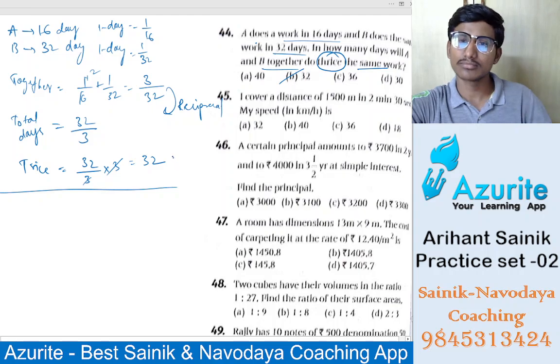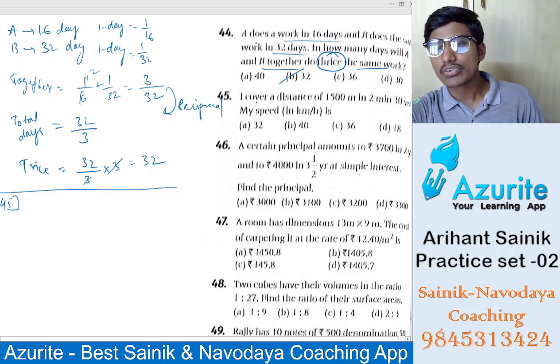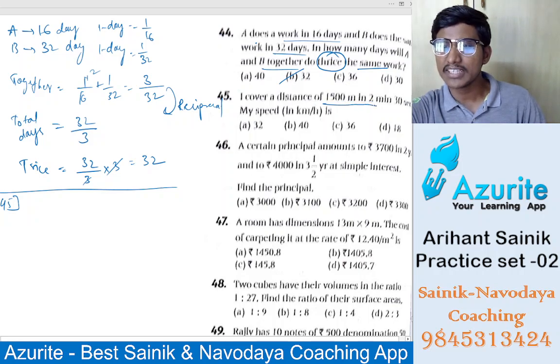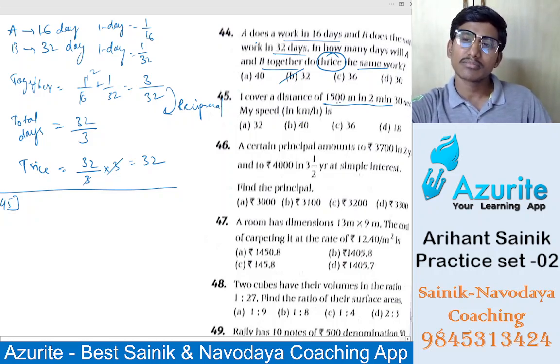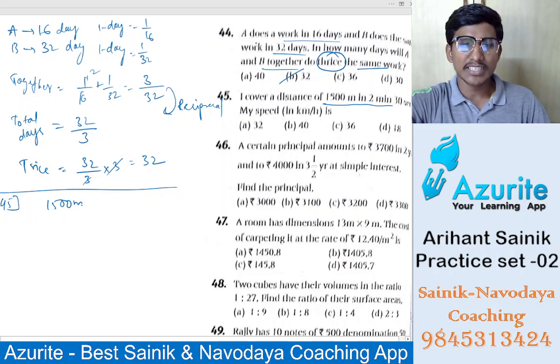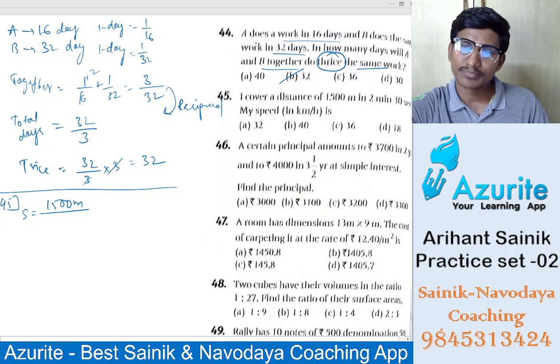Okay, sir. Next, 145. Cover a distance of 1500 meter in 2 minutes and 30 seconds. My speed is how much? Speed is distance by time. So 1500 meter is the distance, and the time is 2 minutes 30 seconds. 2 minutes 30 seconds means how much? 2.5.